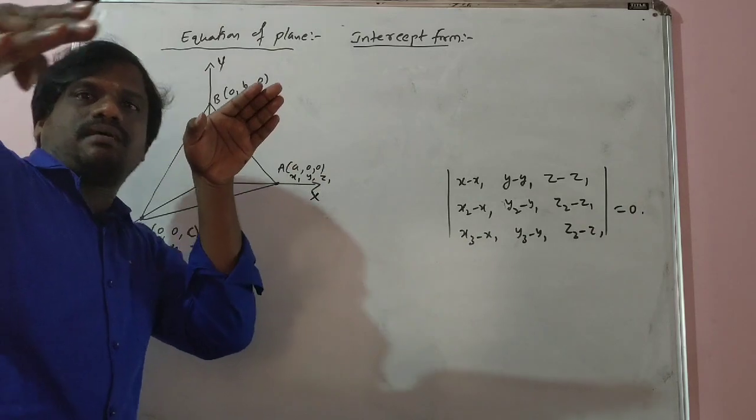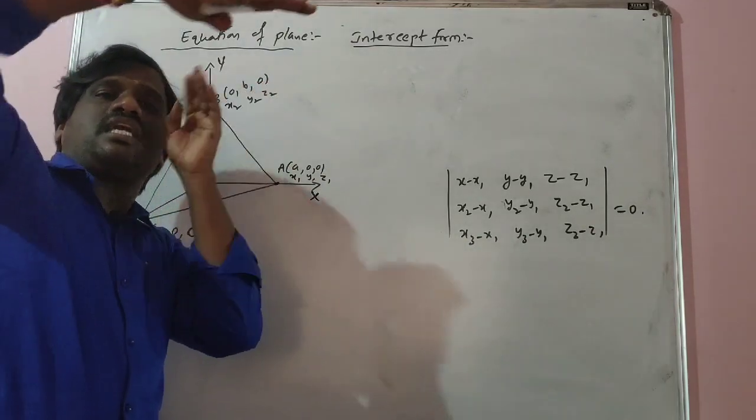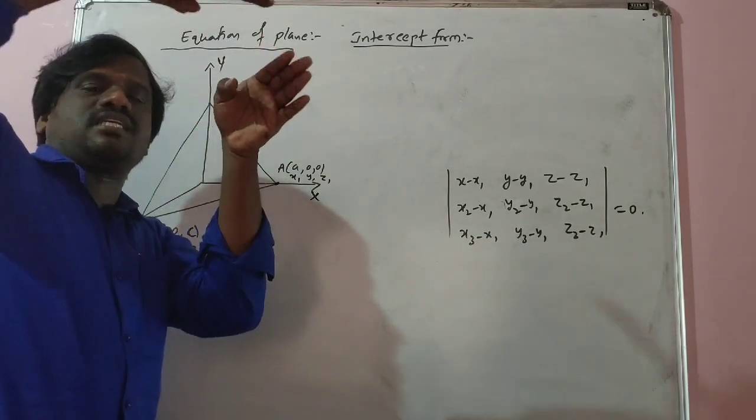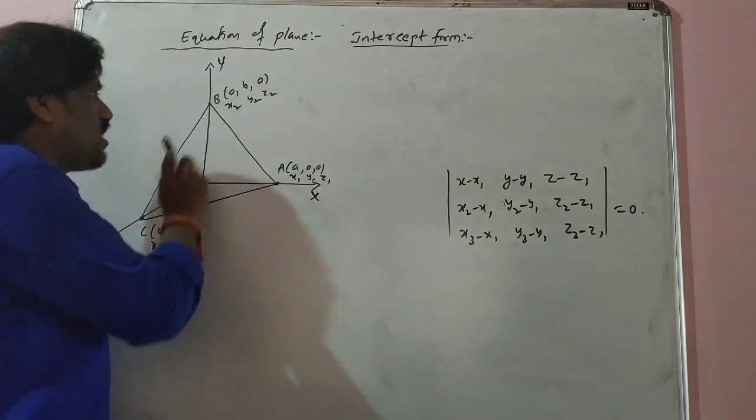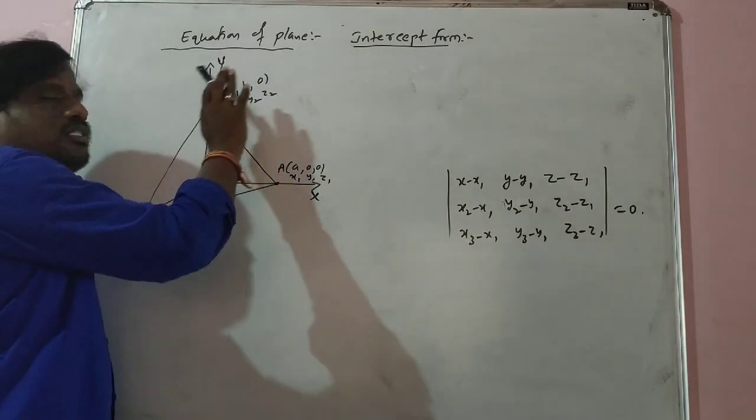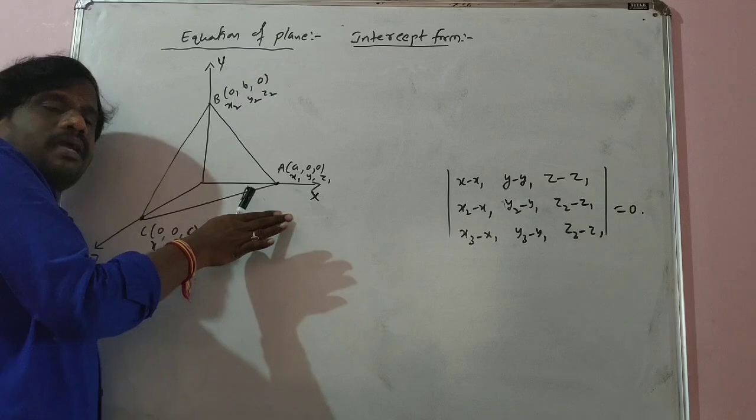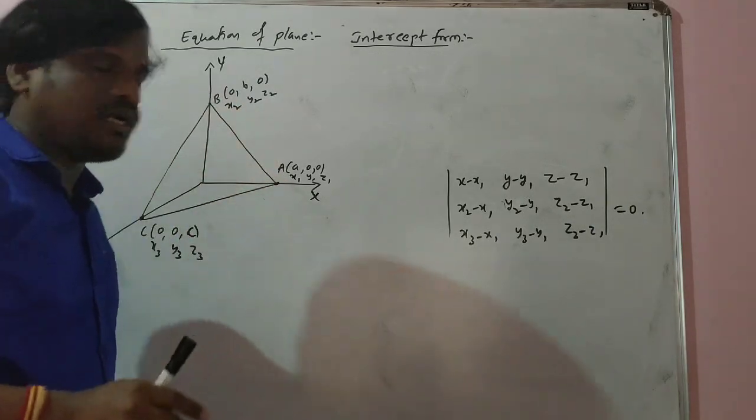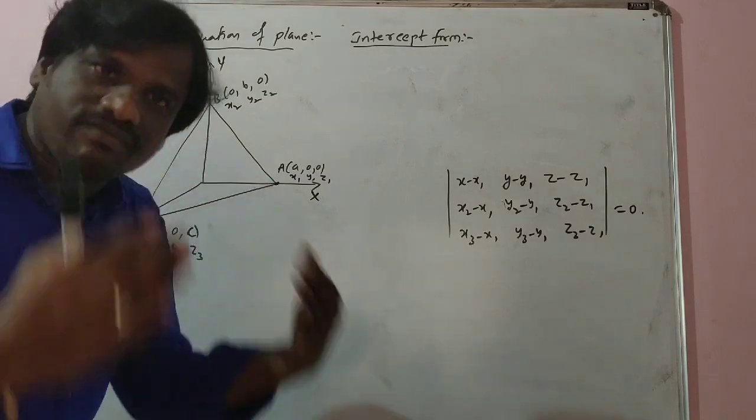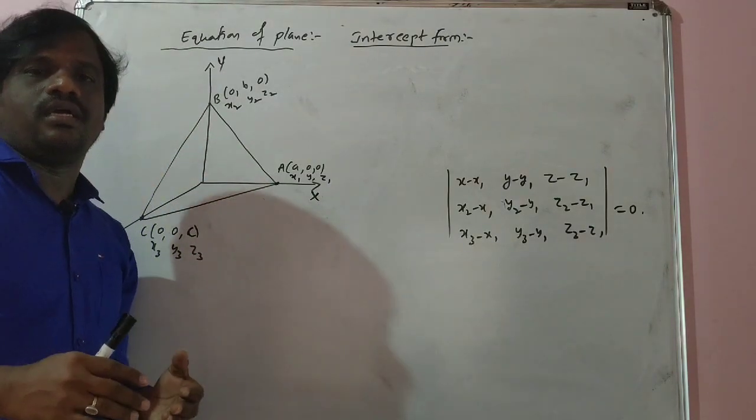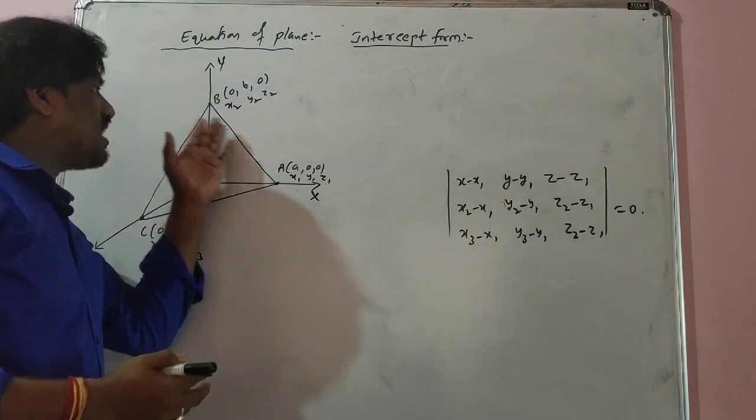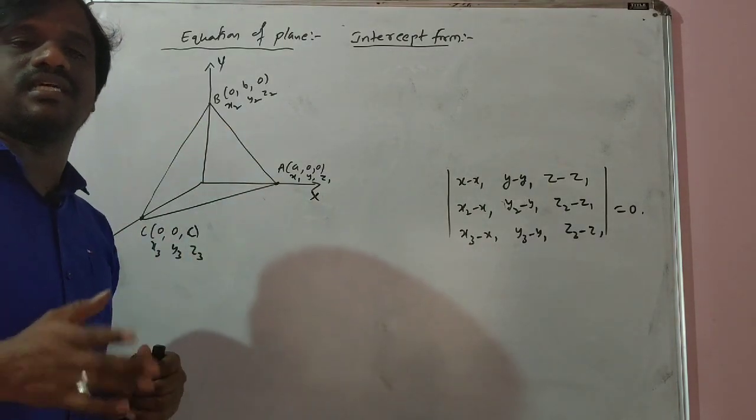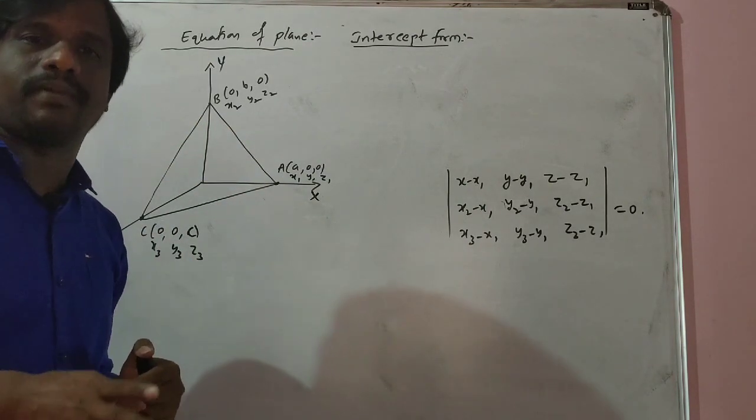So one plane is coming and intersecting all three axes. Like this, this is a plane, this is a space. In this space, a plane is coming and cutting the x-axis, y-axis and z-axis. You have to find the equation of the plane which is cutting the x-axis, y-axis and z-axis. That is called the intercept form of a plane.